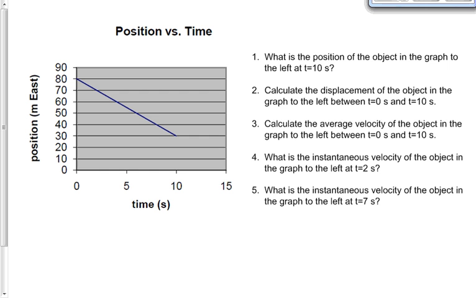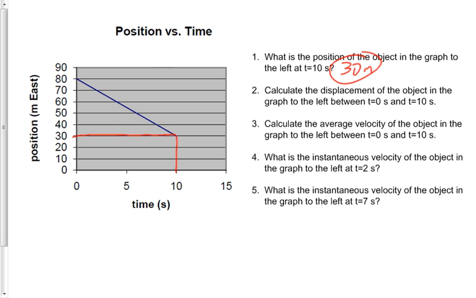You guys remember how to find position? We just talked about it. Up and over. Good. So we're going to go to 10 seconds. We're going to go up from 10 over. The position at that point is 30 meters. Positive 30 meters. What's the displacement between 0 and 10 seconds?